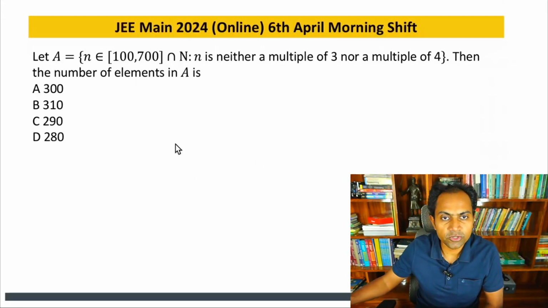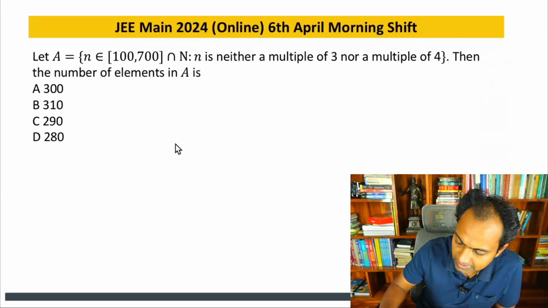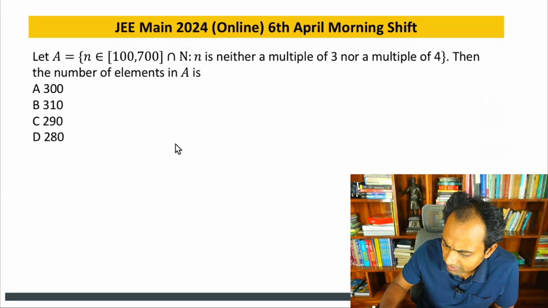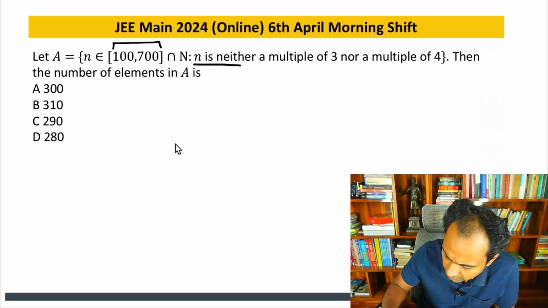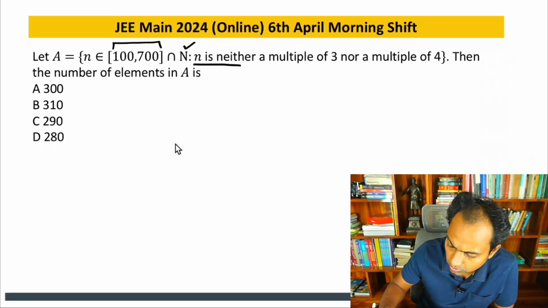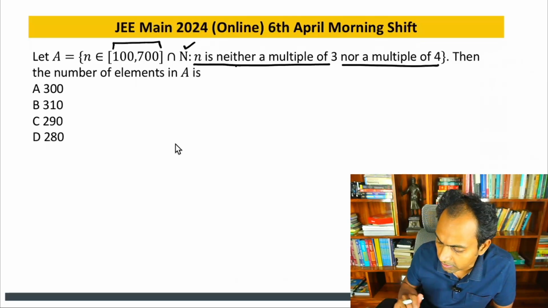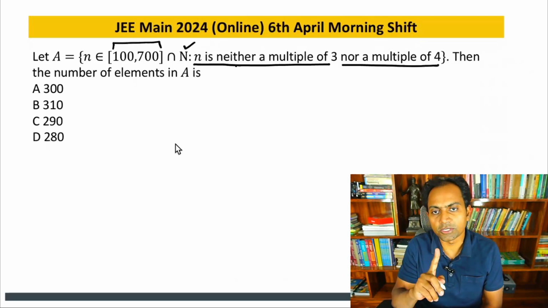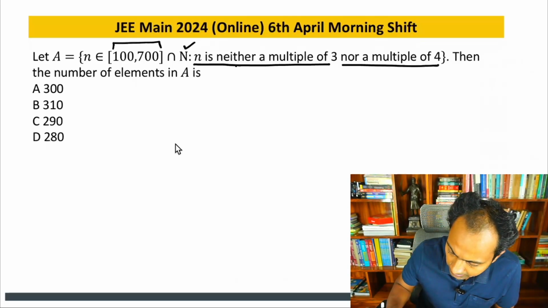Now let us look into this 2024 question. The question says, and this is a very common thing that they will do, n is an element between 100 and 700, where it belongs to the natural numbers, and it is neither a multiple of 3 nor a multiple of 4. This neither-nor logic is very important. So how will we solve such a question?